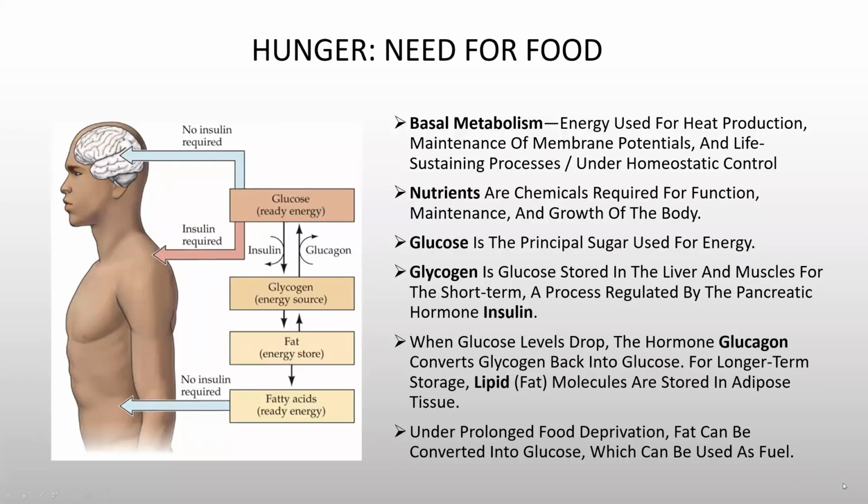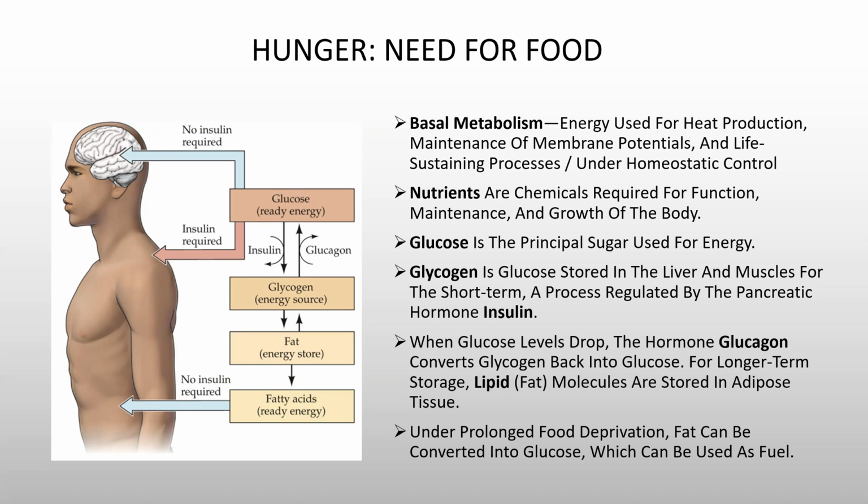So now let's move on to hunger, the need for food. So basal metabolism, energy used for heat production, maintenance of membrane potentials, and life-sustaining processes. So we must keep our metabolism up. We need the heat production and the life-sustaining processes with all the nutrients, everything coming into our system. Again, it's going to be under homeostatic control.